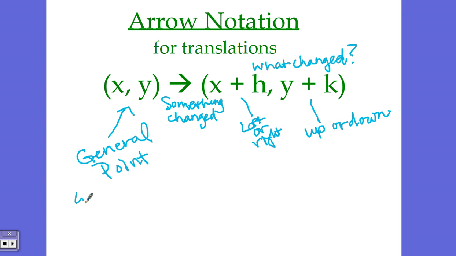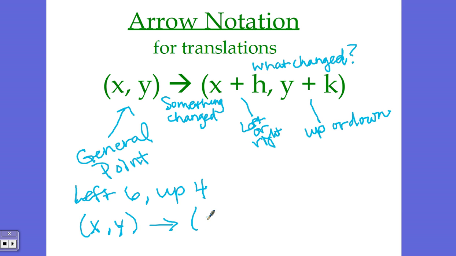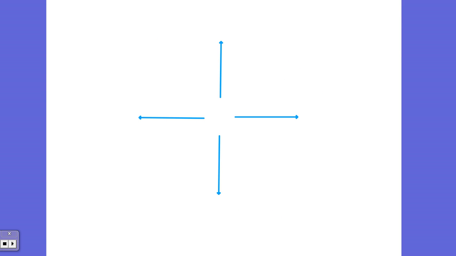So for instance, if I went, let's say, left 6 and up 4, my arrow notation would look like this. For every point on my graph, my x values got subtracted by 6 and my y values got added to 4. Here's where my left 6 comes in and here's where my up 4 comes in. Now that might be a little confusing, so let's look at this diagram. You need to copy this diagram down into your notes.